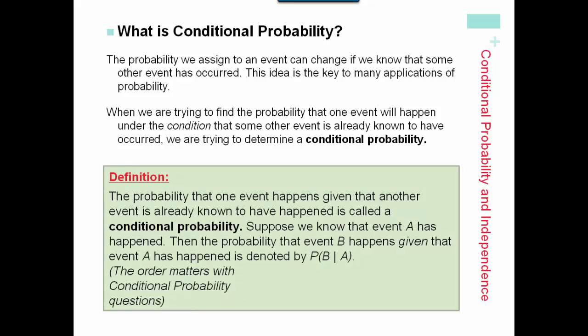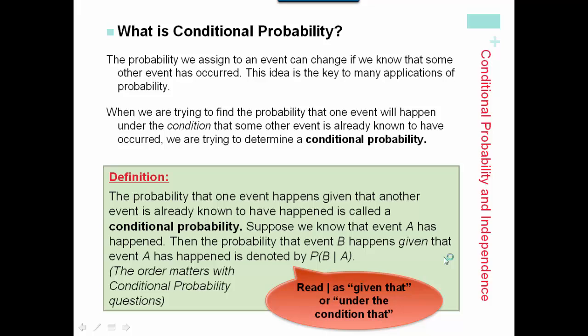So we define a conditional probability as the probability that one event happens given that another event is already known to have happened. Suppose we know that event A has happened, then the probability that event B happens given that event A has happened is denoted by P(B | A), and it looks like a simple little line segment as the symbol. The order matters with conditional probabilities. We have to look at, is it B given A or A given B? We read that symbol as "given that" or "under the condition that."